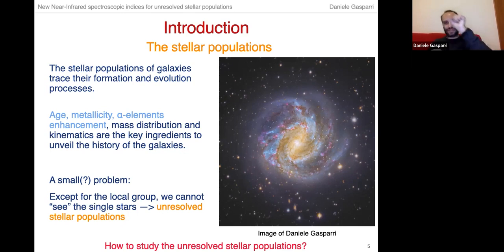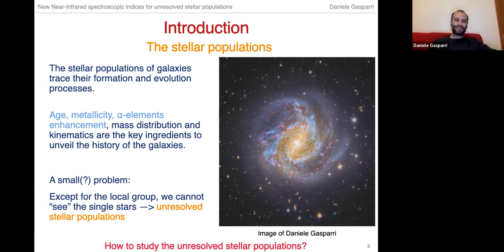So we can observe the single stars one by one. Maybe it's a little time-consuming task, but we can do it. No, because there is a very small or big problem. Besides a few galaxies located mainly in the Local Group, we cannot see the single stars of the galaxies. So we cannot study the single stars like we do, for example, for the Milky Way. That's why we talk about unresolved stellar populations: stars that we cannot see one by one, we cannot resolve.